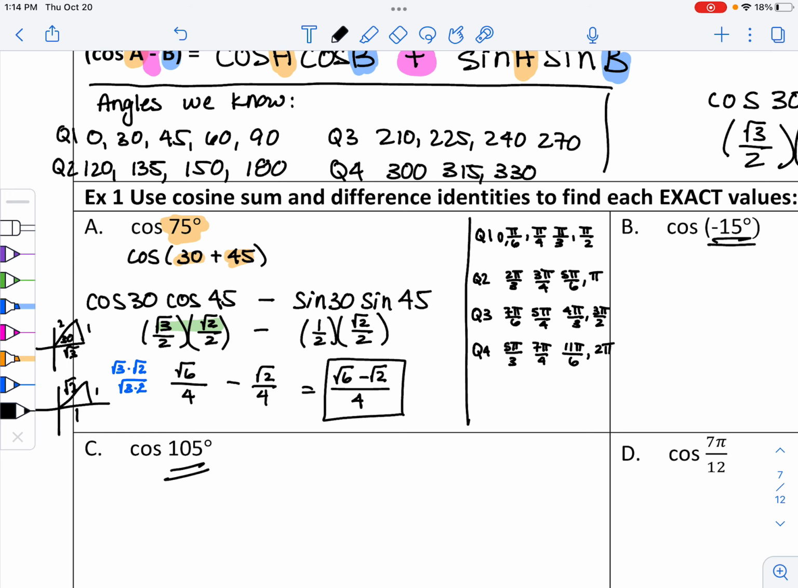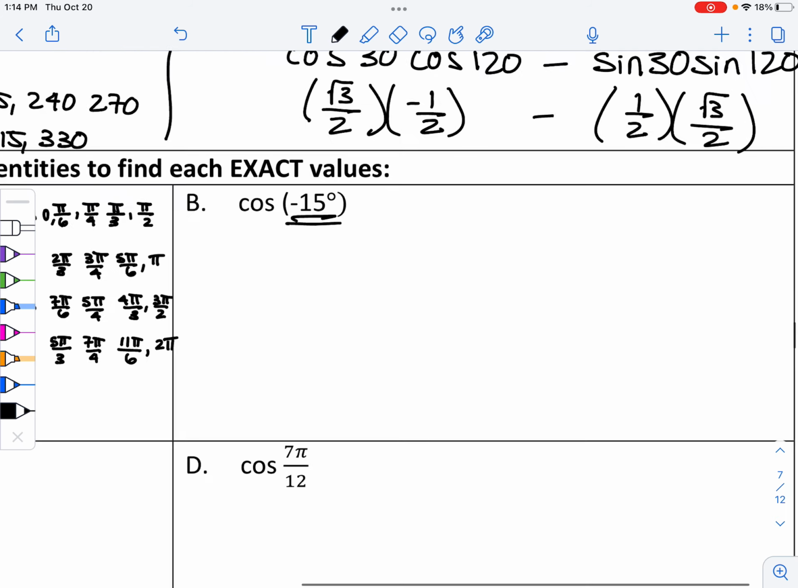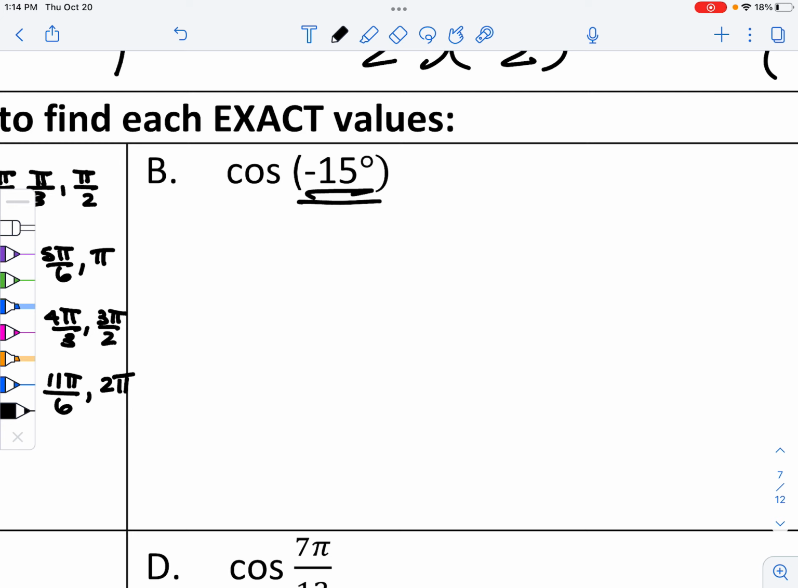If we are moving over into question B, negative 15 degrees. If I think about what I can do with this one, I can take 30 and subtract 45. 30 minus 45 is negative 15, so 30 minus 45 would be good. Those are angles that we know how to work with. So this is a subtraction of cosine.